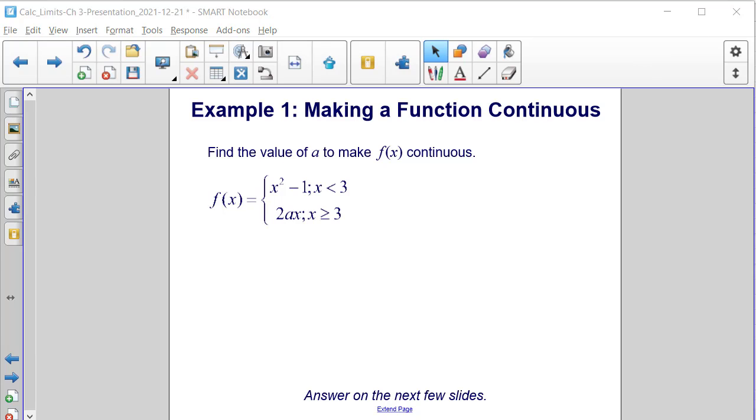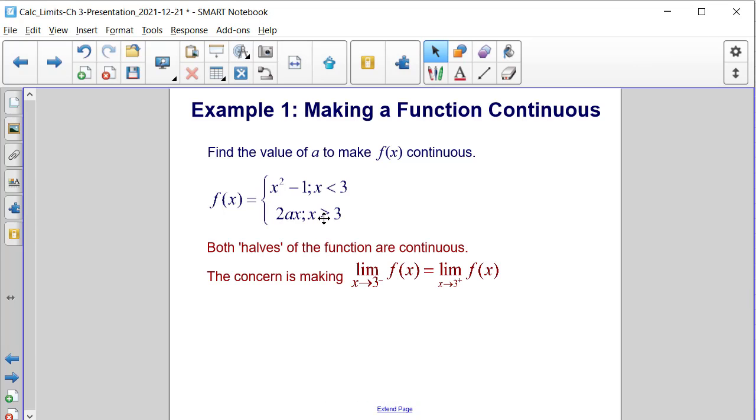Let's try it out. Well, we know that both halves of our piecewise function f of x are continuous. We have a parabola for x values less than 3, and we have a linear function for x values greater than or equal to 3. So the concern is making sure that the limit of f of x as x approaches 3 from the left, being from this section, is equal to the limit of f of x as x approaches 3 from the right. Or basically having both of these values, when evaluated at 3, be equal to one another.